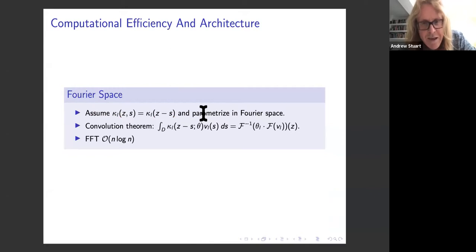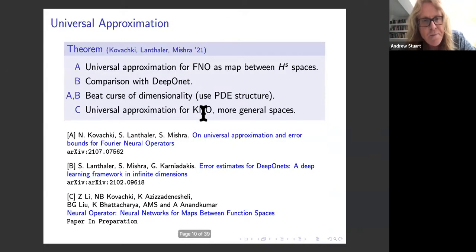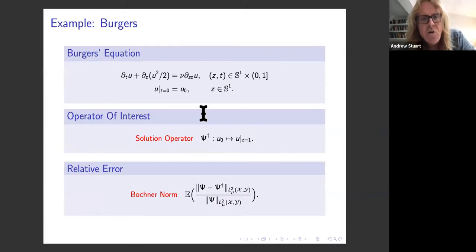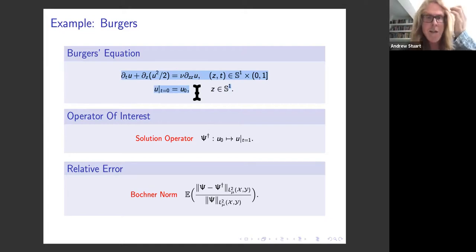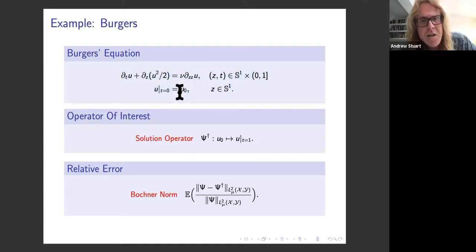Important for making the method tractable. All right, so let me just show you quickly an example. This comes back to Joan's question a few moments ago. Just to set the scene, I'm going to look here at solving Burgers' equation. This is a viscous Burgers' equation with smallish viscosity. And what we're interested in is the operator that takes the initial condition to the solution at time 1.